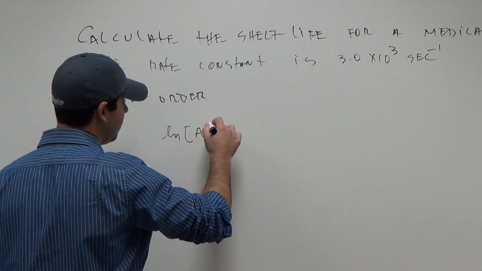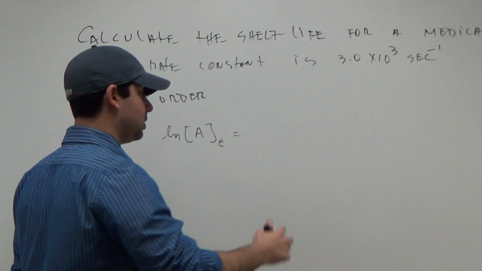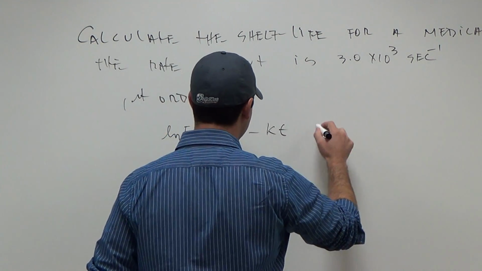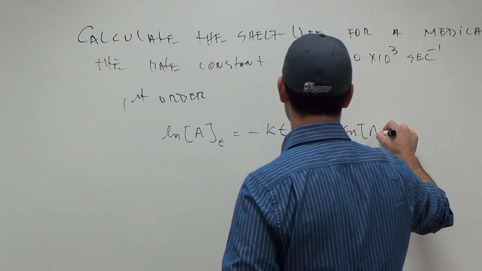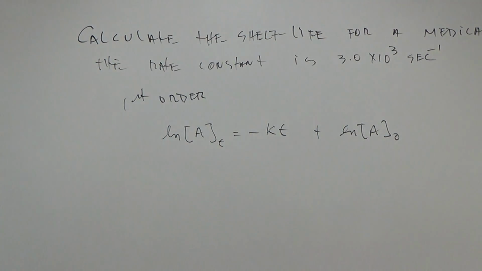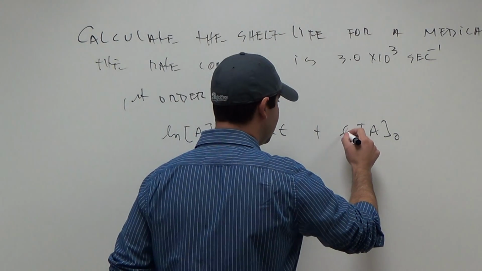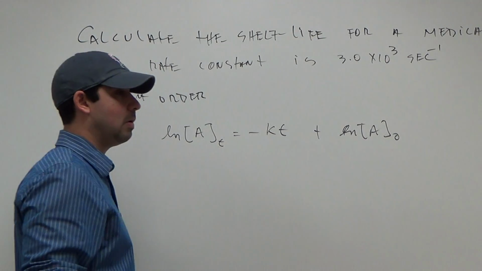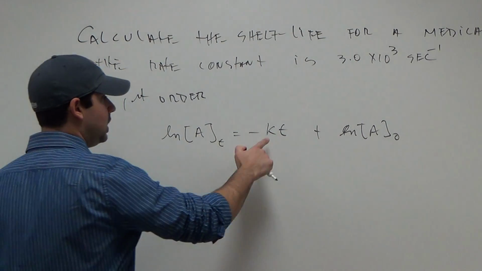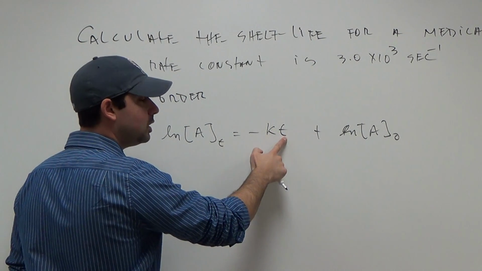The equation for first order is ln of At equals minus kt plus the ln of A0. Simple equation, yes? Not that hard to memorize that equation, not the way I have explained it to you anyway. So, now I need this number here, k. Do I have that k? Yes.